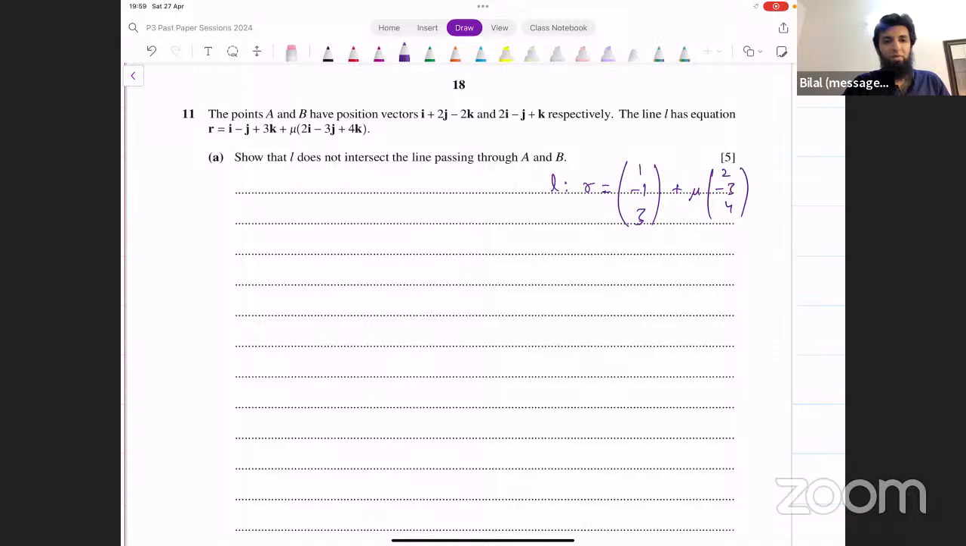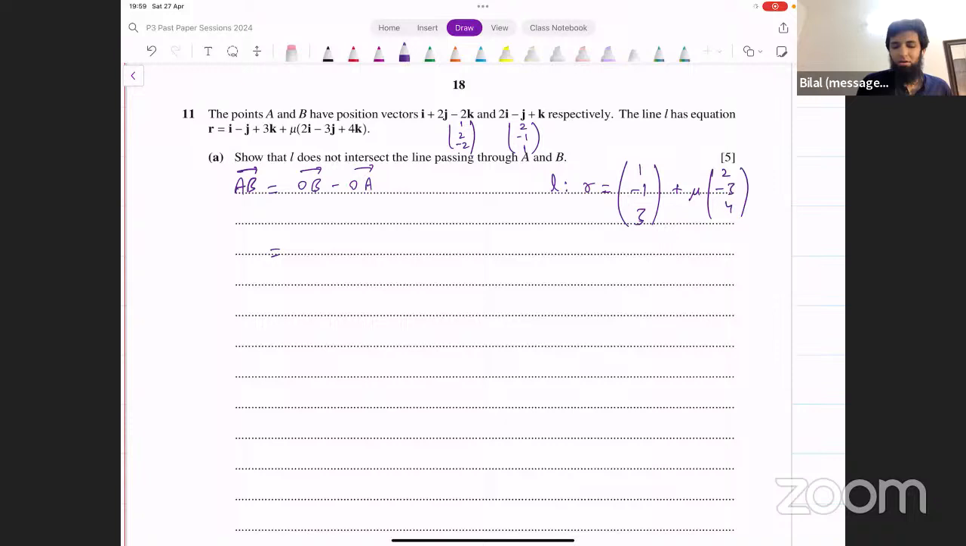The other line that they're talking about is the line that passes through A and B. Can we find the equation of the line that passes through A and B? Let's do that. We've got the position vectors of A and B. This is OA. Let me write this in column vector form. This will be (1, 2, -2). And this will be (2, -1, 1). In order to write down this equation AB, we need the direction of the line AB. How do you get that? Using the vector AB. How is AB calculated? This is OB minus OA.